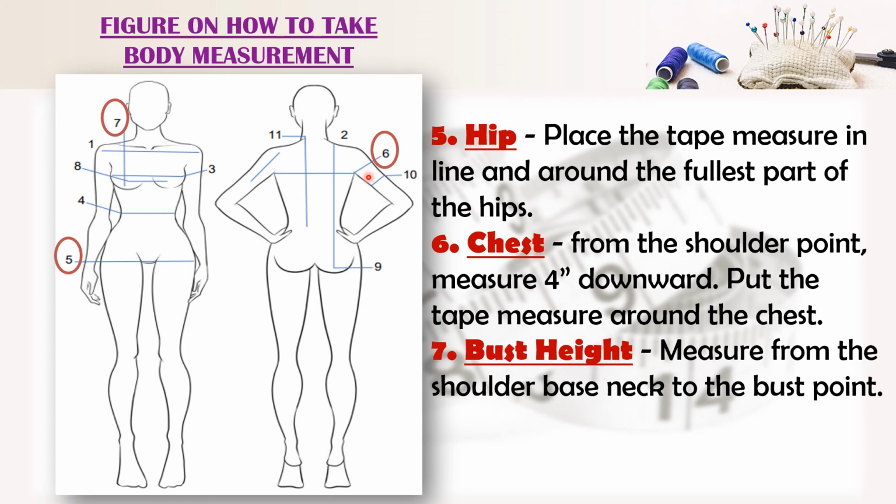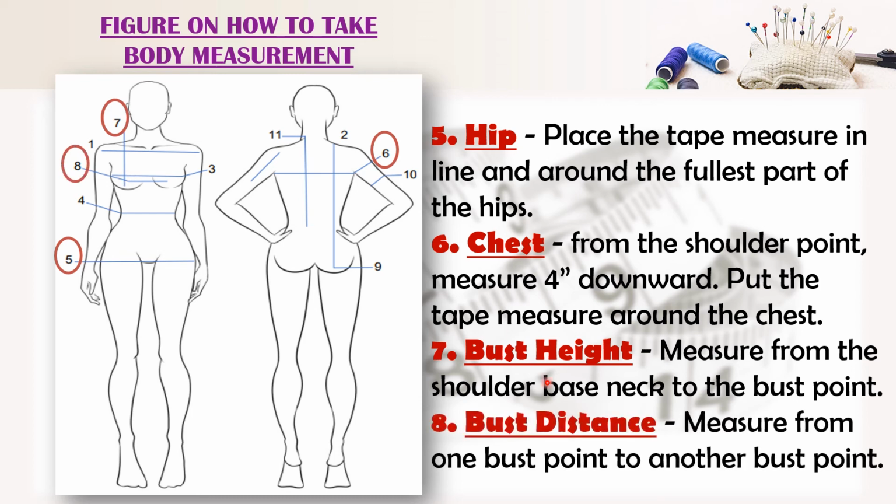Number 7 is the bust height. Measure from the shoulder base neck to the bust point. So bust height, number 7, starting here at your shoulder base neck, and then here at the bust point. So that is the bust height. Number 8 is the bust distance. Measure from one bust point to another bust point. So that is the bust distance.